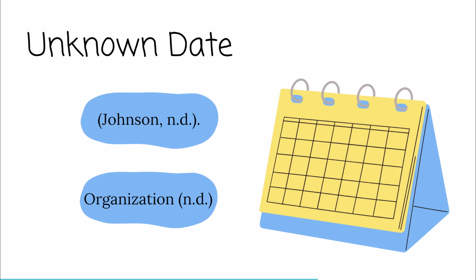Sometimes we don't know the date of publication for a work. In these cases, use the abbreviation n.d. where the year of publication would go. Make sure that the n and d are both lowercase. I also want to point out here that it is possible for an organization to be an author. So keep that in mind as you're looking through works. In these cases, the organization's name would go where the author's last name would go in the citations.